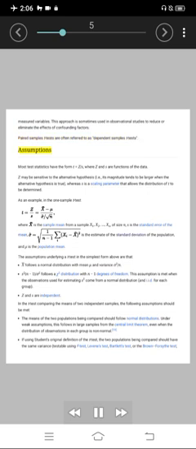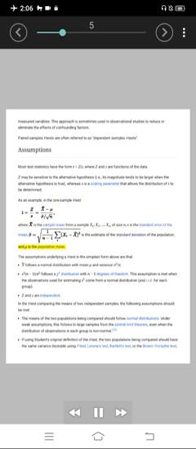Assumptions. Most test statistics have the form T equals Z over S, where Z and S are functions of the data. Z may be sensitive to the alternative hypothesis, i.e., its magnitude tends to be larger when the alternative hypothesis is true, whereas S is a scaling parameter that allows the distribution of T to be determined. As an example, in the one-sample t-test, Z is the sample mean from a sample x1, x2, ..., xn of size n, S is the standard error of the mean, sigma is the estimate of the standard deviation of the population, and mu is the population mean.